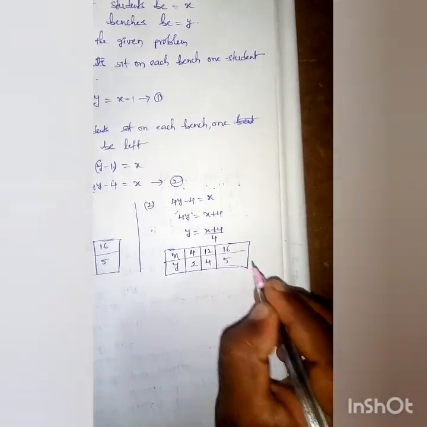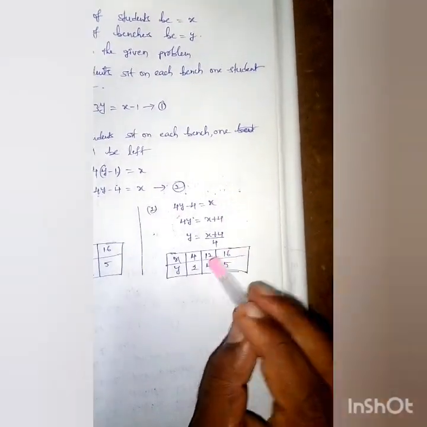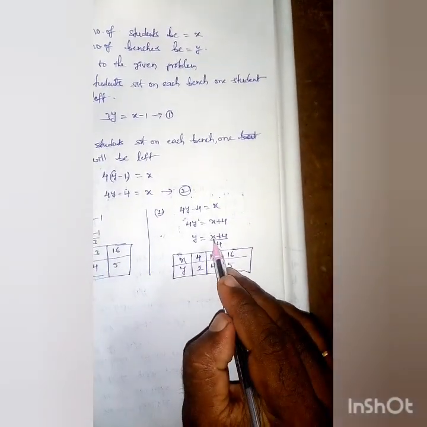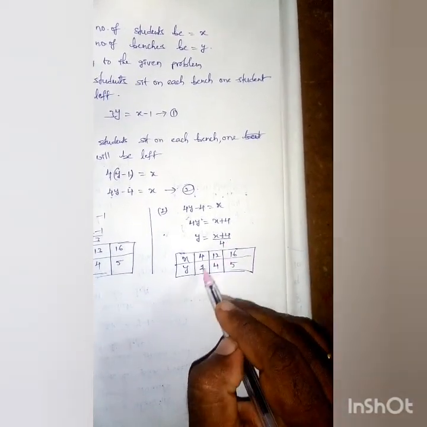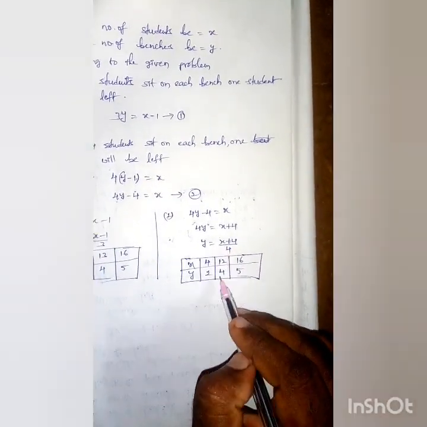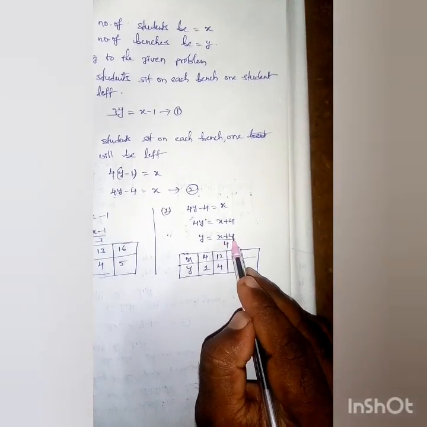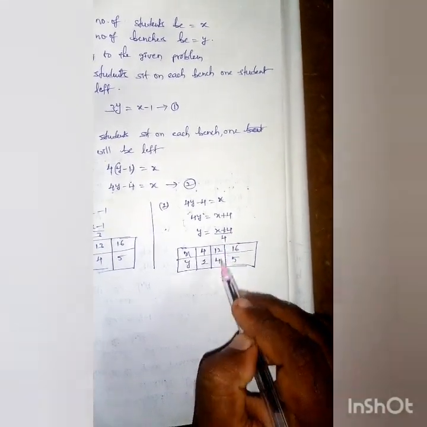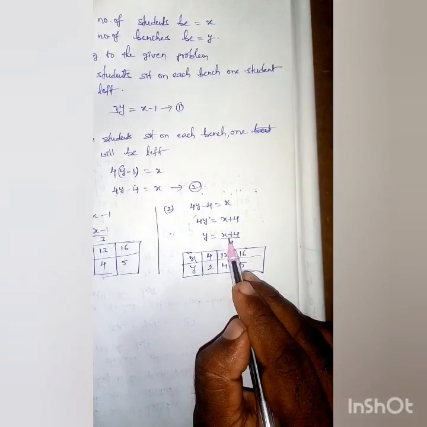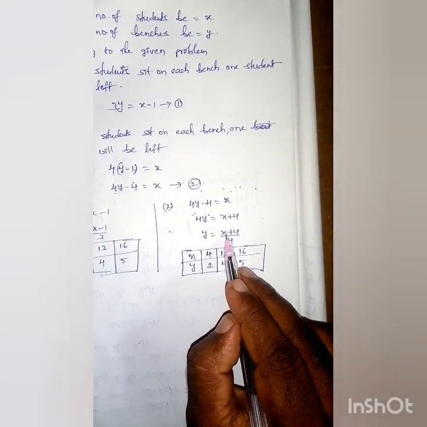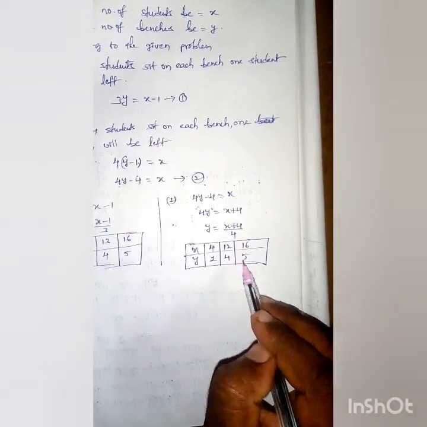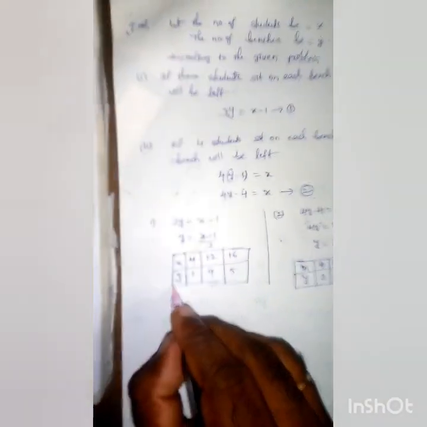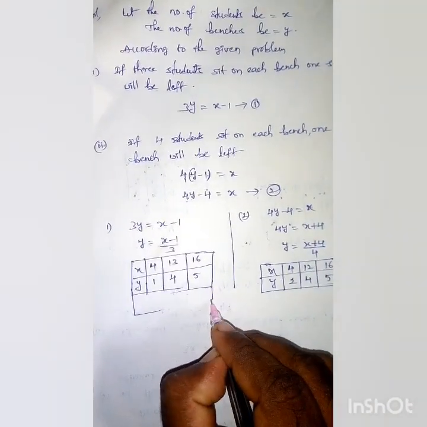Okay students, let me check the second table once again. If x equals 4, 4 plus 4 is 8, 8 by 4 is 2, 4 twos are 8. Second, if x equals 12, 12 plus 4 is 16, 16 by 4 is 4, 4 fours are 16. Now the last column, if x equals 16, 16 plus 4 is 20, 20 by 4 is 5. Okay students, these are the values for drawing the graphs.